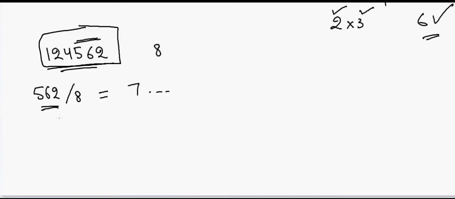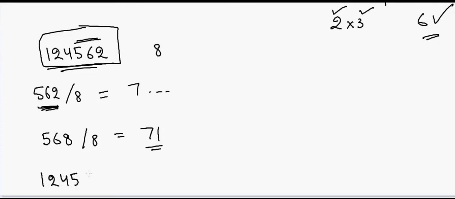How can I make it divisible by 8? By making these 3 digits divisible by 8. So if I have 5 6 8, that can be divided by 8, and we'll get 71. So therefore if I change this number to 1 2 4 5 6 8, then this number would be divisible by 8. So then in that case it will work.